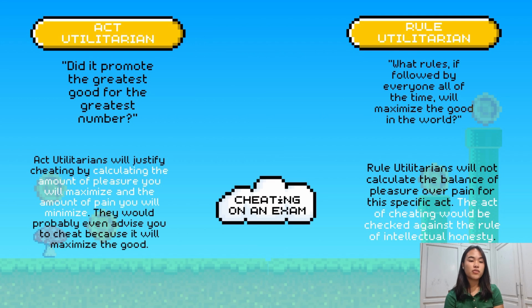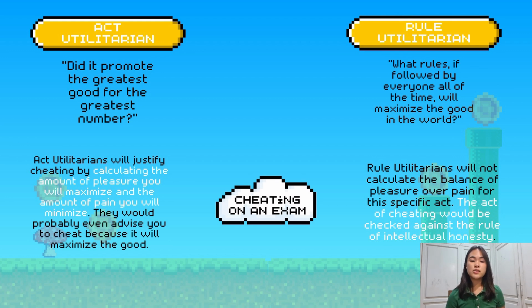Epicurus, Bentham, Mill, and Rashdall evaluate each action individually based on whether it produces the most happiness. They ask the question, did it promote the greatest good for the greatest number? On the other hand, the rule utilitarian asks the question, what rules, if followed by everyone all of the time, will maximize the good in the world? Rule utilitarians focus on following rules that, if generally adhered to, would lead to the greatest overall happiness.